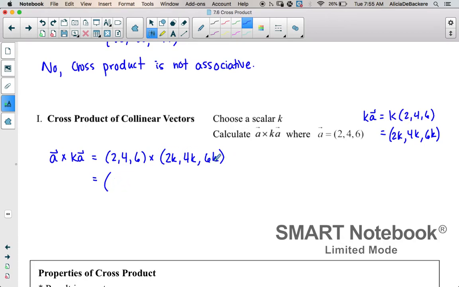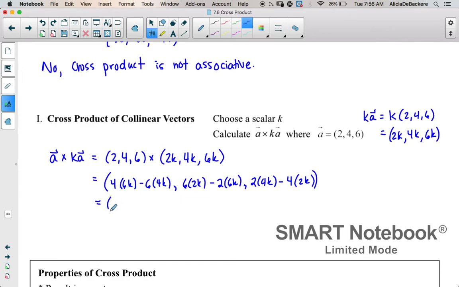I'm going to do it with the k variable in there, so I'm going to do the second times the third, minus the third times the second. And then for the y variables, I'm doing the third times the first, minus the first times the third. And then the first times the second, minus the second times the first, sorry. And then I'm going to simplify.